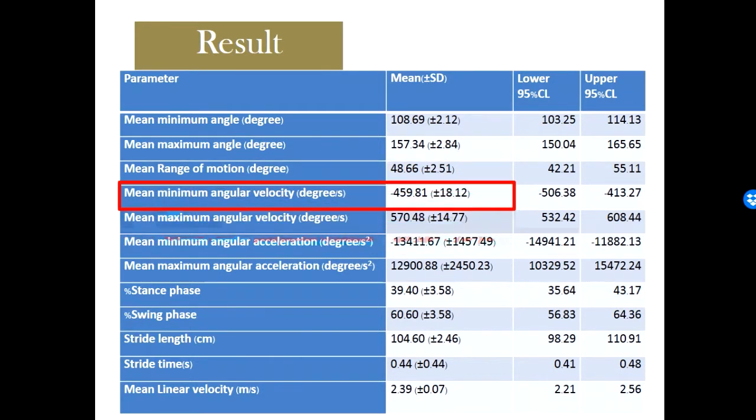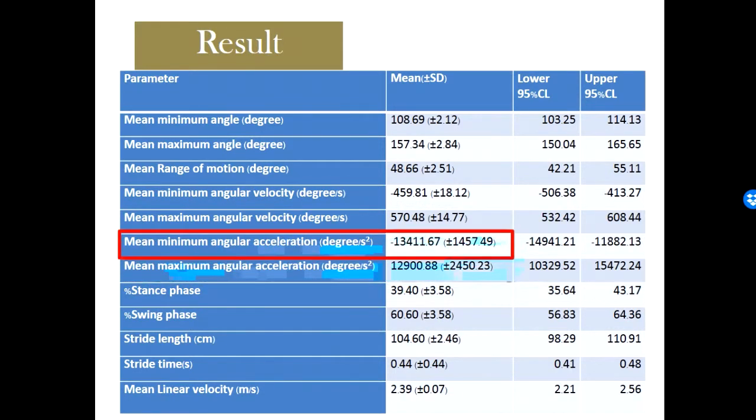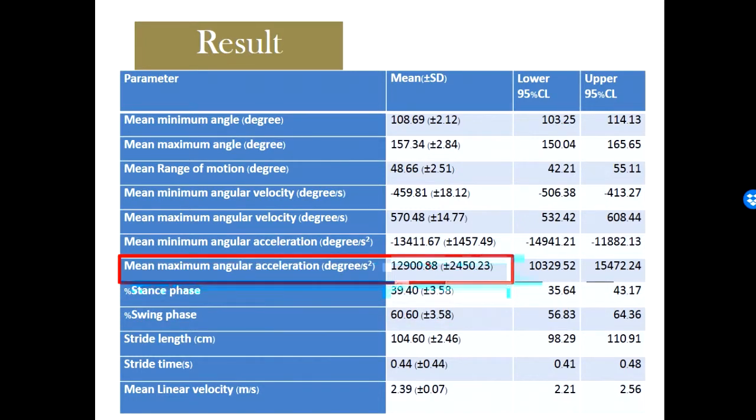The mean minimum angular velocity is minus 459.81 degrees per second. The mean maximum angular velocity is 570.48 degrees per second. The mean minimum angular acceleration is minus 13,411.67 degrees per second squared. The mean maximum angular acceleration is 12,900.88 degrees per second squared.